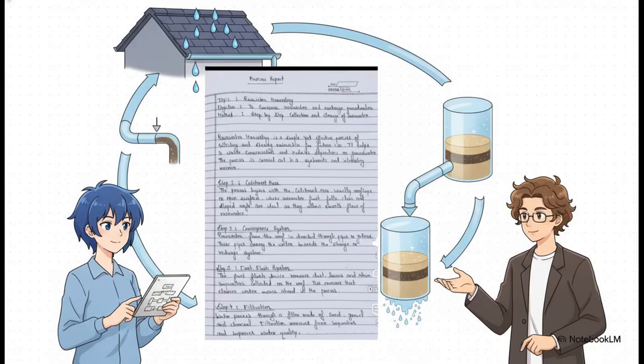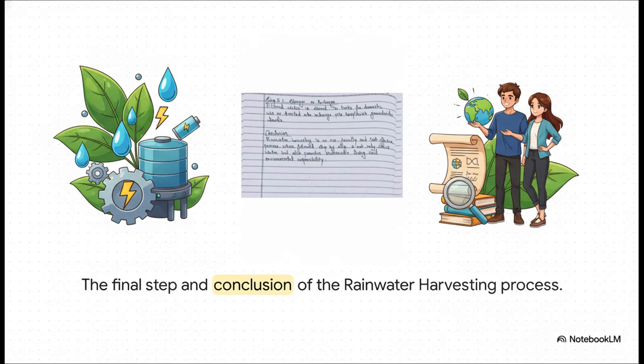Let's check out this example on rainwater harvesting. See how the intro immediately explains why this is such an important process? It sets the stage perfectly. Then, boom, it's right into the steps. Catchment area, conveyance system, first flush, filtration. Each one is a clear, distinct action. And it finishes up with the final step: storage or recharge.